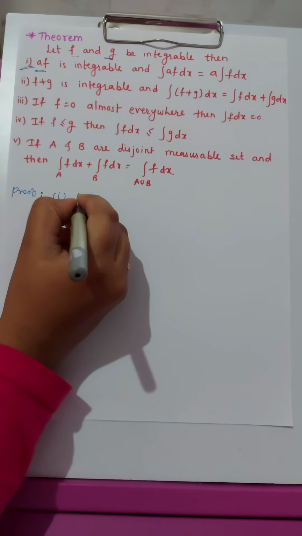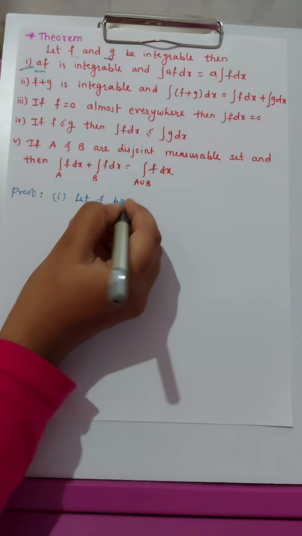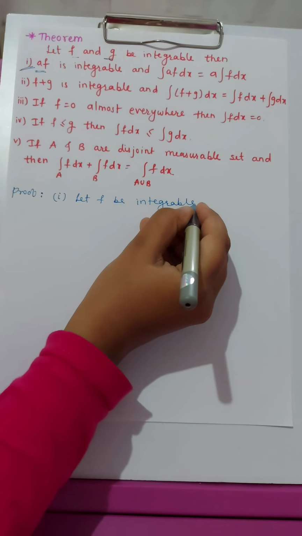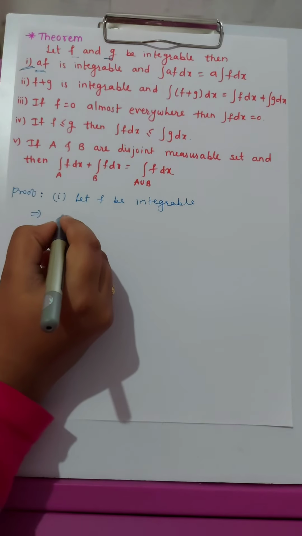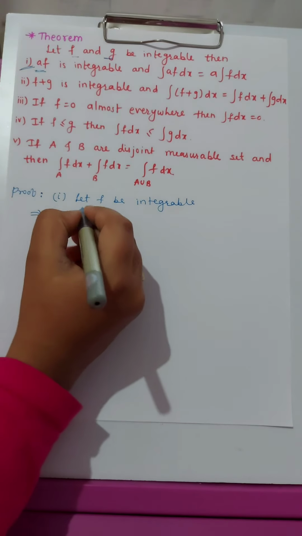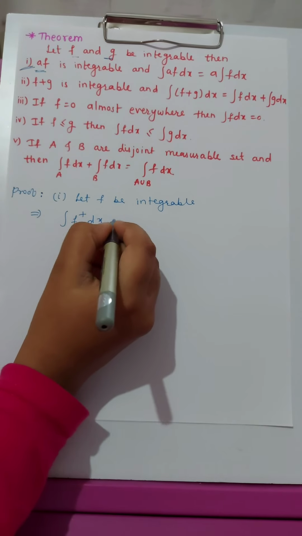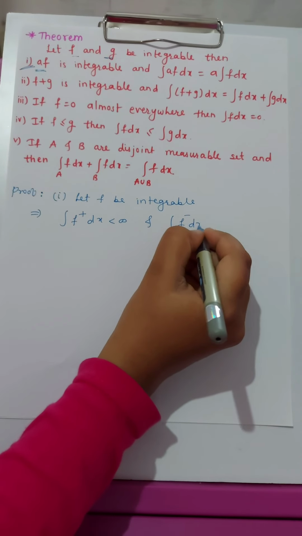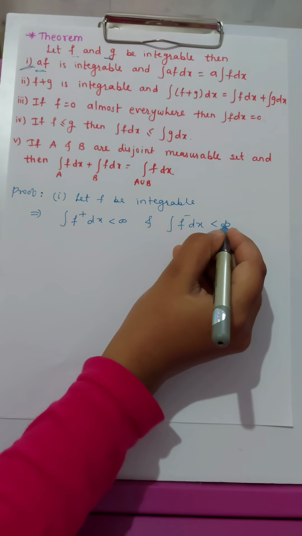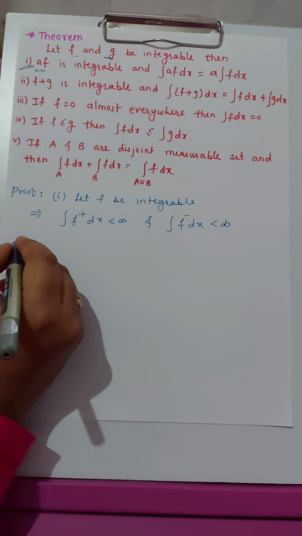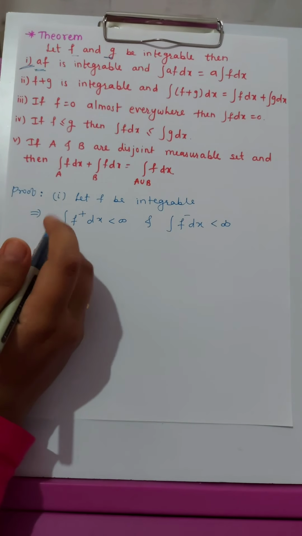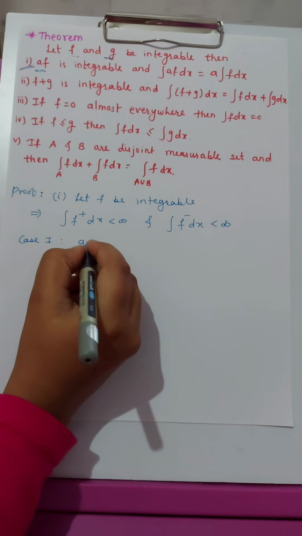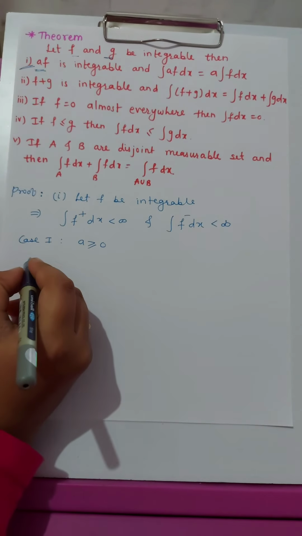First, as given, let f be integrable. Now since f is integrable, by definition integration of positive part of f dx is less than infinity, and also integration of negative part of f dx is less than infinity. Now here are 3 possible cases. So case 1. What if a is greater than or equal to 0?